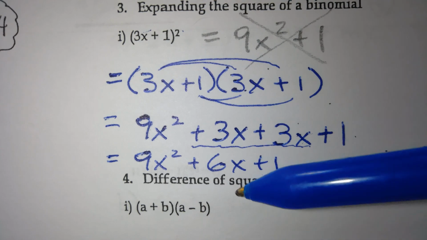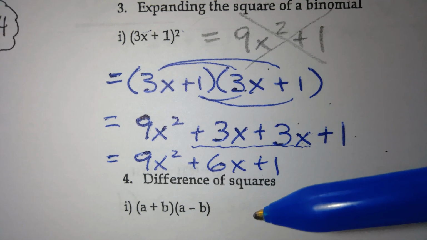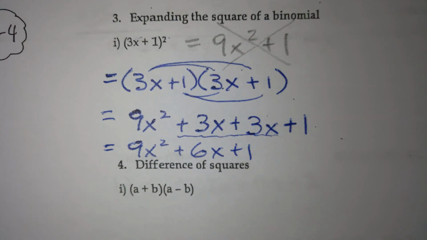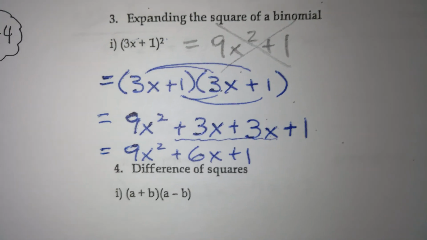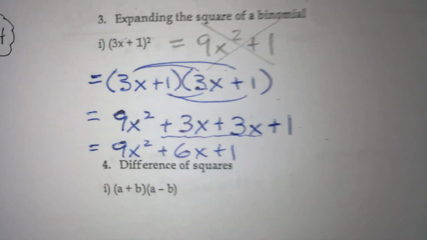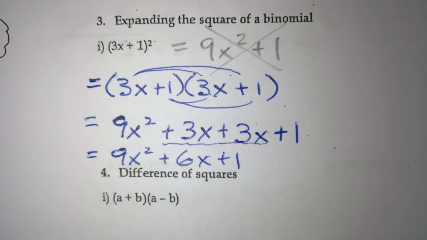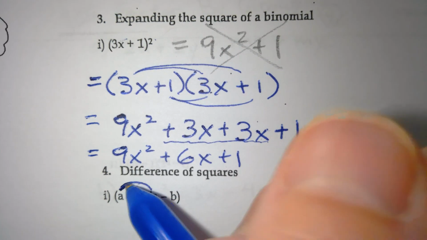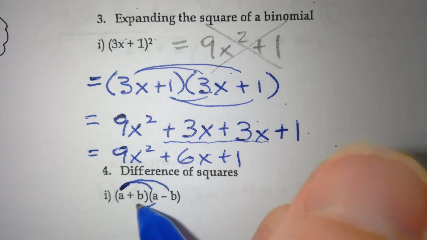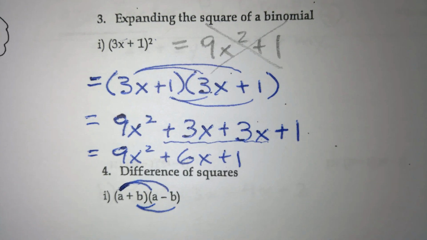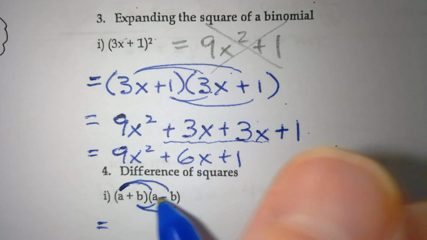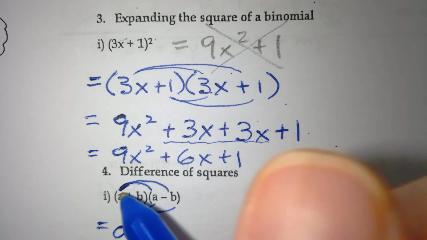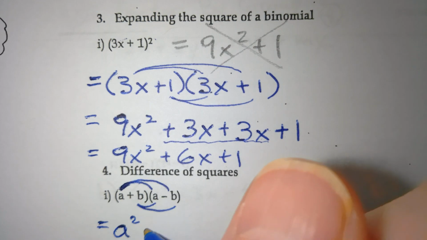Now the next one is called difference of squares. Let's try this one with just letters. Let me zoom this out a little. So I have a binomial times another binomial, so I'm still doing the FOIL. Gavin, help me with this one. A times A. A squared. Good. A times negative B.